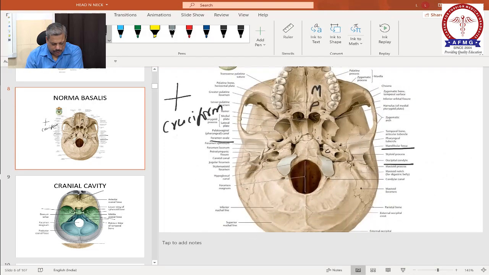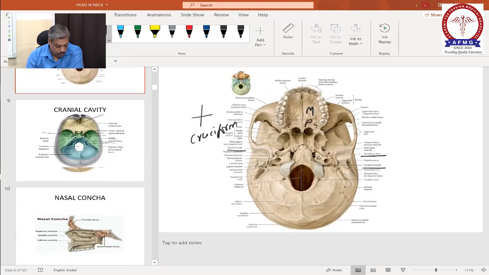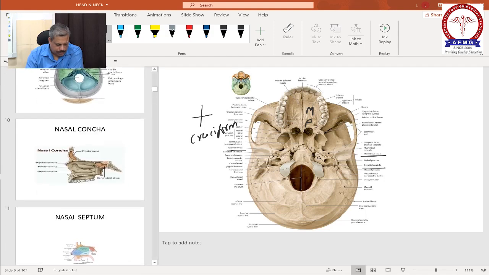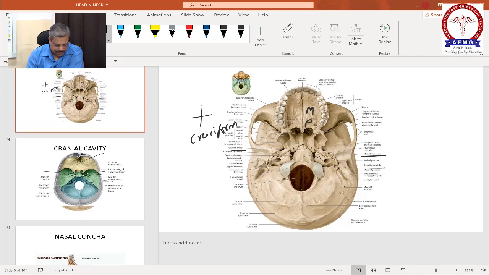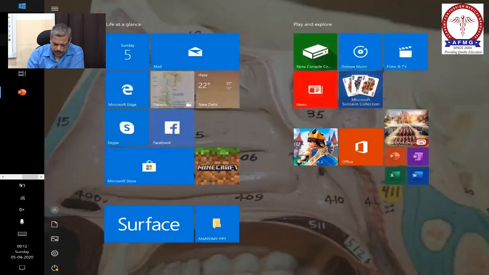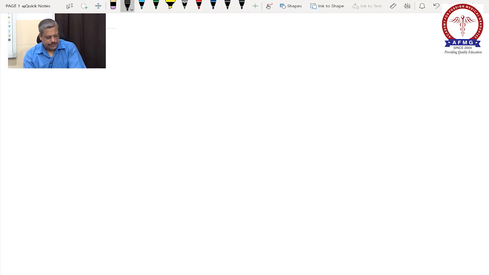So these are the important openings which you have to identify. You must know these openings. We will talk about the contents which are passing through these openings. Further, again we will see these important slides. Now it is time to write important points.